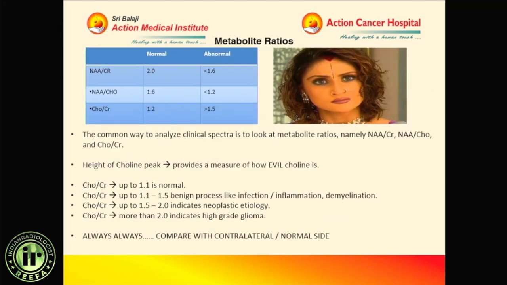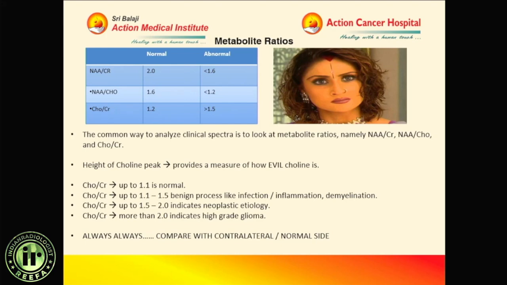So metabolite ratios. Now the common way to analyze clinical spectra is to look at the metabolite ratios, namely Na is to creatinine, Na is to choline and then choline is to creatinine. Now height of the choline peak provides a measure of how evil the lesion is, just like the height of the bindi determines how evil the negative character in the serial is.